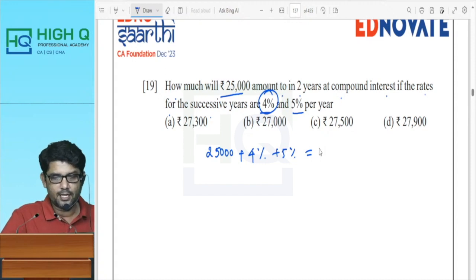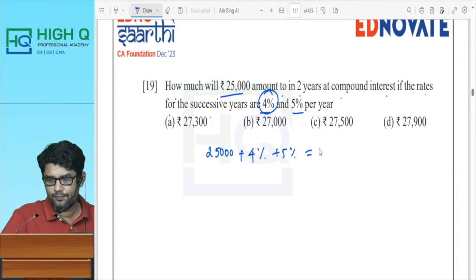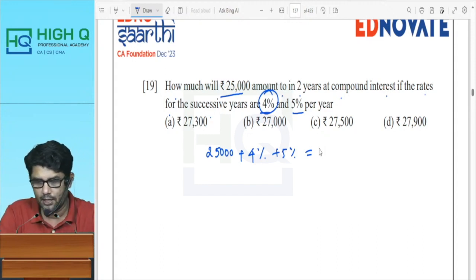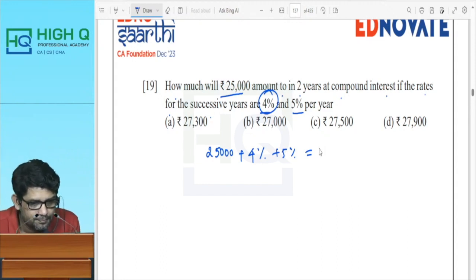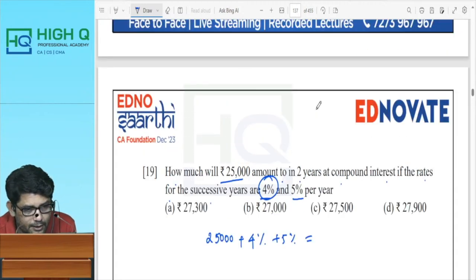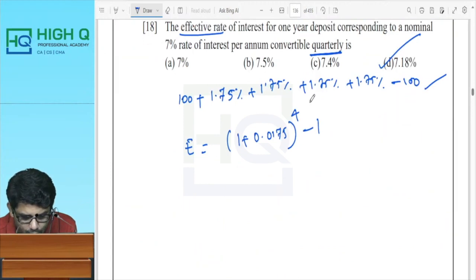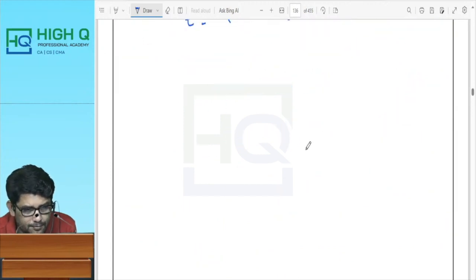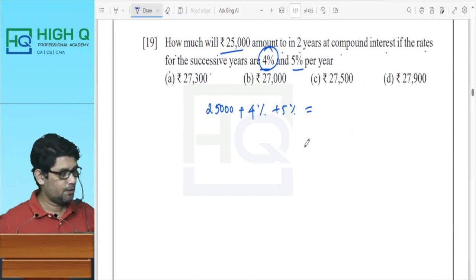Yes, Daniel, be careful with the calculator. No, Thunder, please, you are wrong. 7.09 will not come only. How is 7.09 coming? Sheetal has said something, sum number 18. No, 4 only will come quarterly, no? What is the answer? Option A, 27,300.